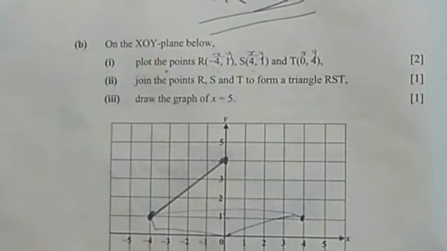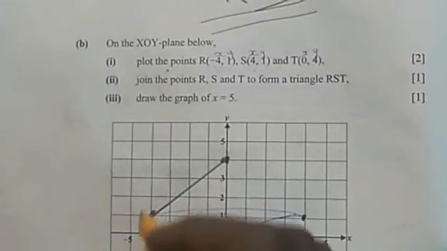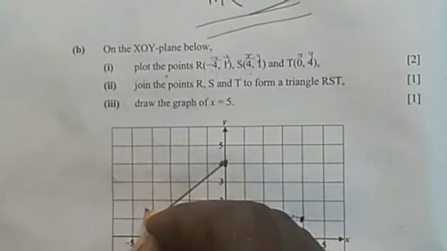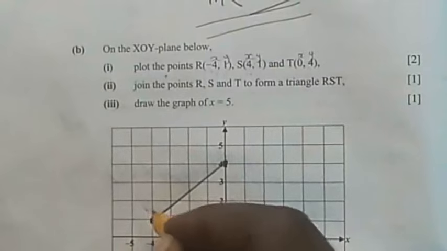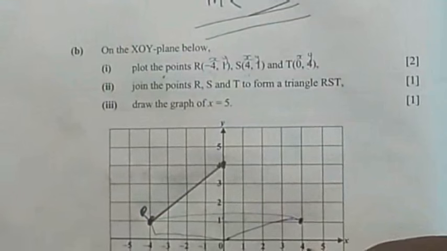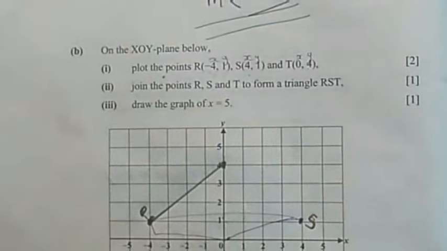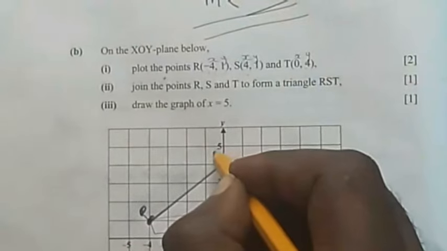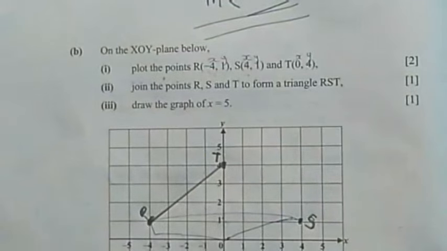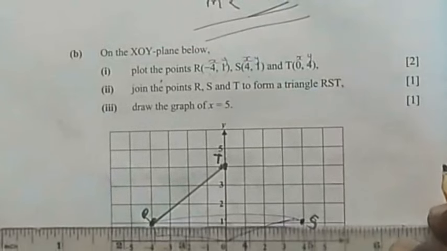So what you need to do, before I make a mistake, is indicate which one is R. So this is R, which is negative 4, 1. So this is the point R, and then this is the point S. This is S, and then the T. This is the point T. Okay, so I need to join R. So it's saying RS, so I'm going to join this line here.